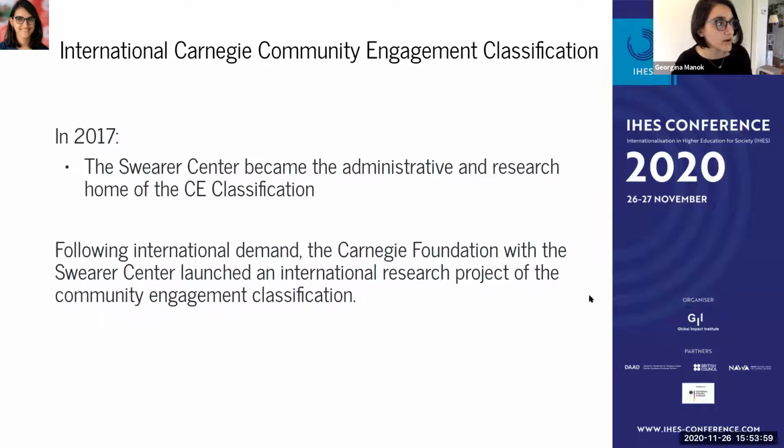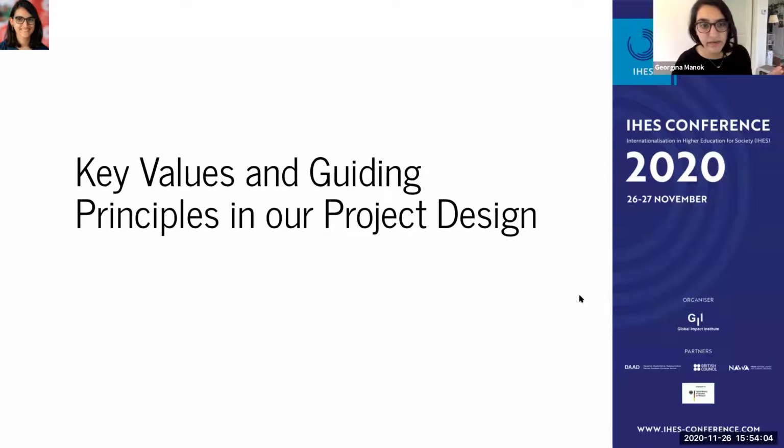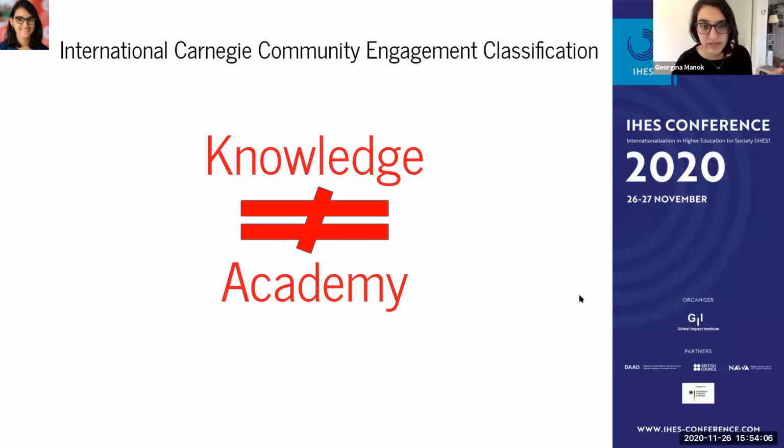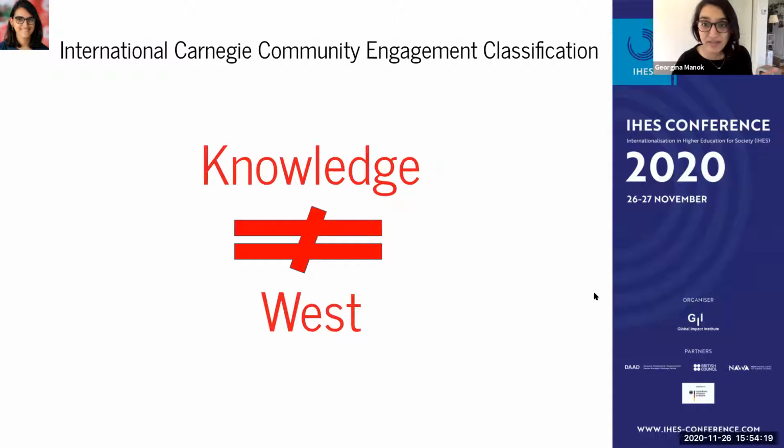A few other key guiding values and principles that we've introduced in the design of this international project is that knowledge does not only exist in the academy, that knowledge is not just the higher education institution. There's knowledge and expertise in the community. That knowledge is not just in the West, whether the US or Europe. There's knowledge elsewhere, and we need to find ways and resources to translate knowledge elsewhere if we do not have the capacity to understand it.